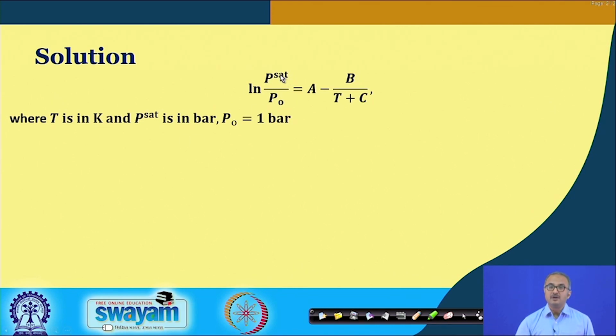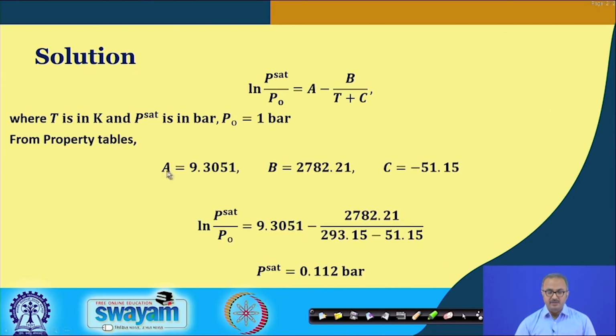In the lecture we saw the form of the Antoine equation. So, this is the form of the Antoine equation, and here what we have to do is find out the values of A, B, C corresponding to the given liquid from the literature. Here it has been mentioned that T should be in Kelvin and P sat will be in bar, and this P0 is some reference pressure, which is 1 bar.